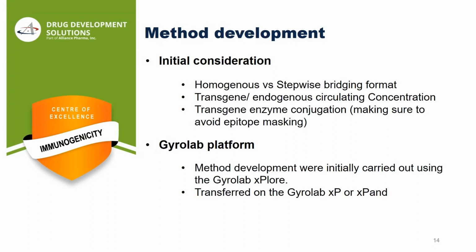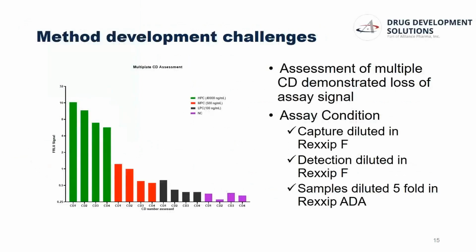In terms of Gyrolab platform choice, at this stage we were already sure that we were going to use the Gyrolab for determining ADAs in this assay. We have the Gyrolab Explore, which uses one CD, and the Gyrolab XP, or Expand, which uses more than one CD. Given the example that I described earlier with buffer and incubation, having multiple CDs can have an impact, and that's what I will discuss on my next slide.